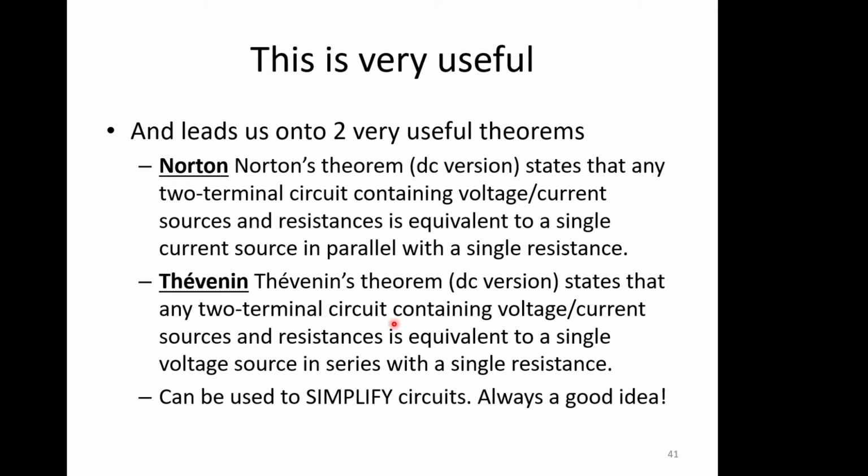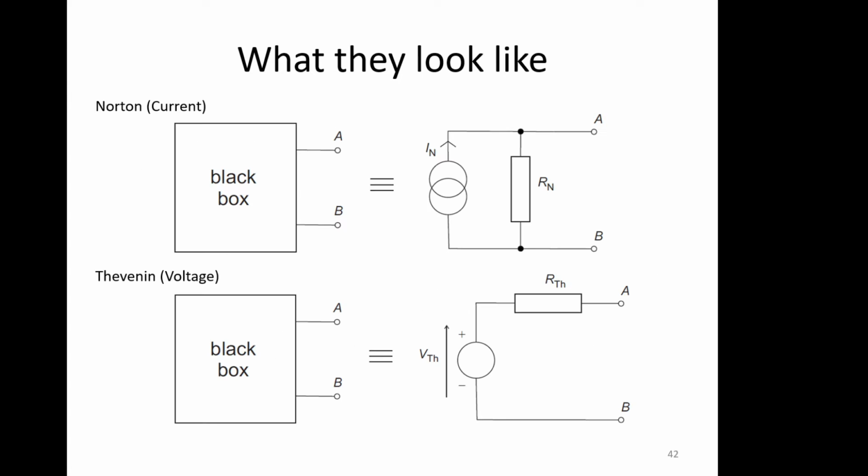Any two-terminal circuit containing voltage sources, current sources and resistances is equivalent to a single voltage source in series with a single resistance, which means you can simplify things down really easily. And simplification is usually, so it's always a good idea, usually a good idea. So what does that mean?